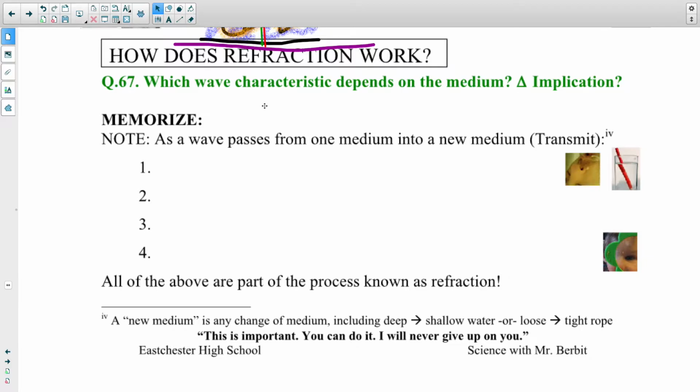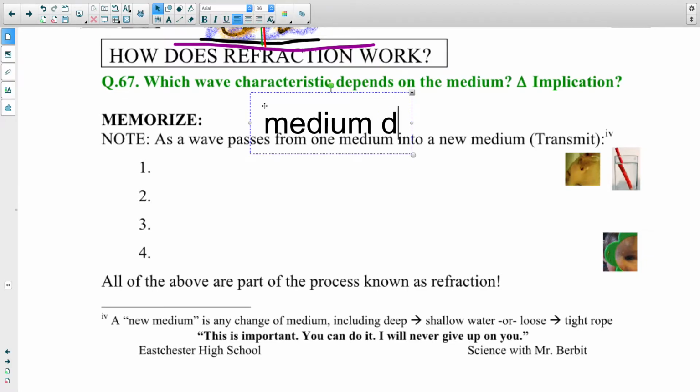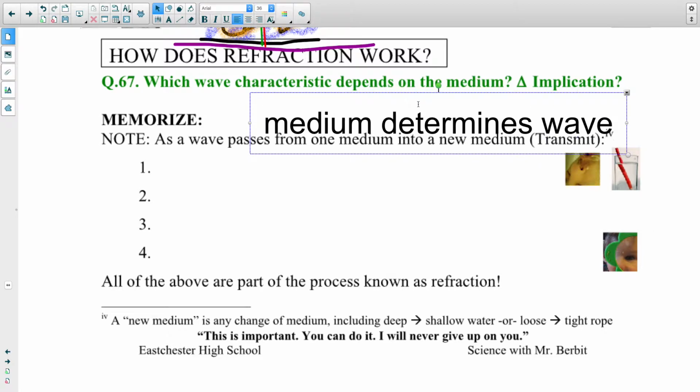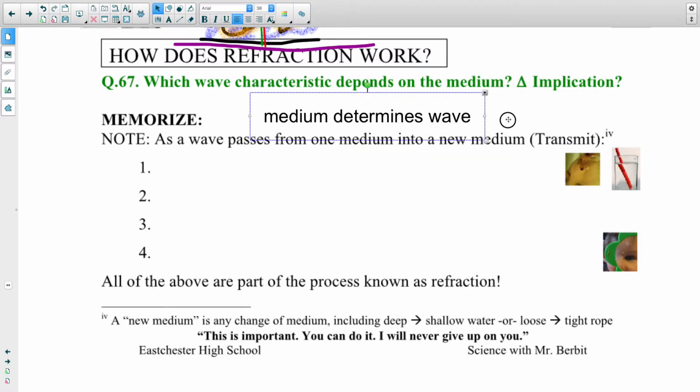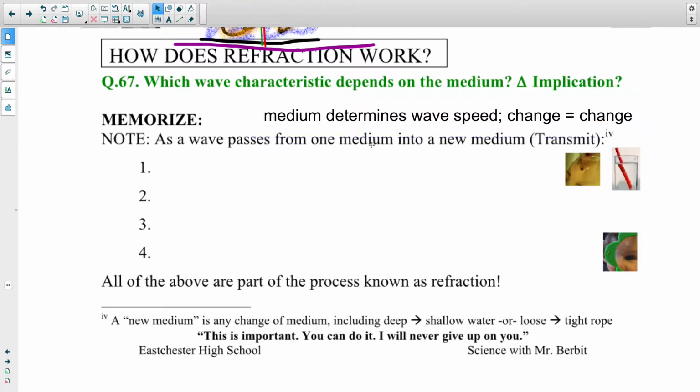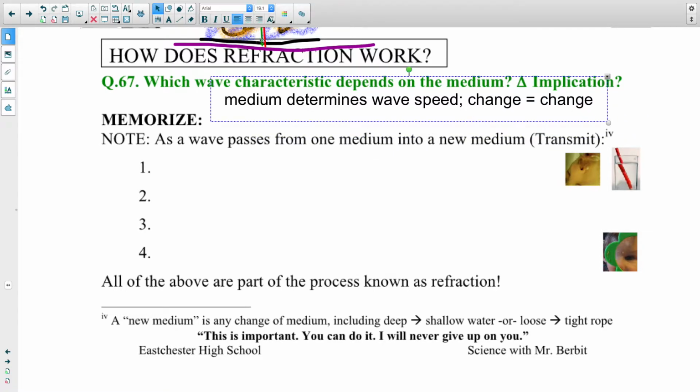If you remember, the medium determines wave... What's the next word? The word is speed. So, of course, if you change the medium, you change the wave speed. And this is a big one. This comes up a lot.